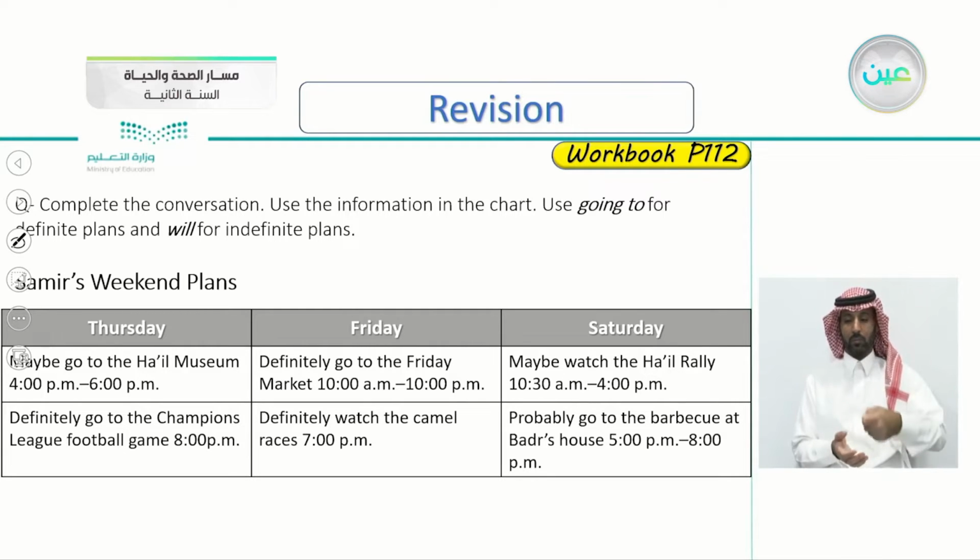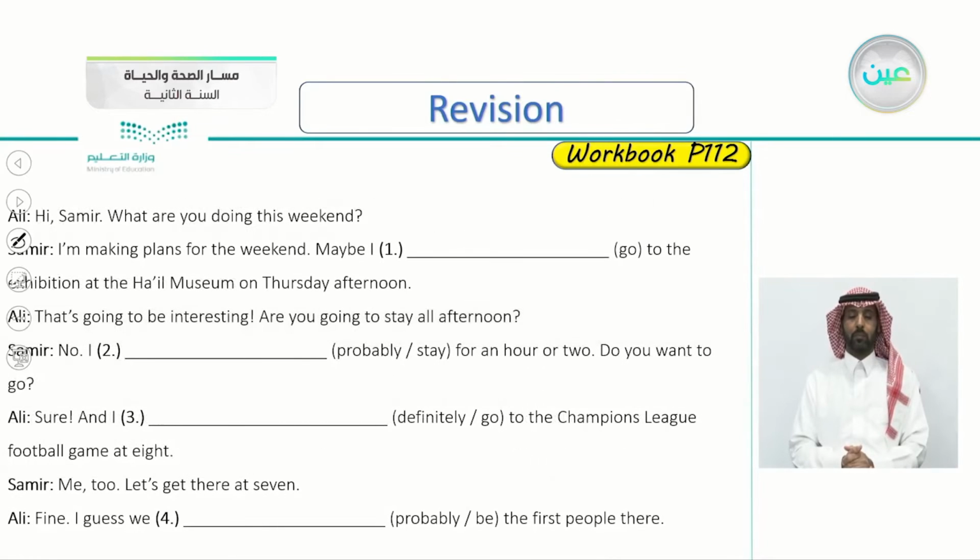So this is his plans, his probablys, his maybes, his definitelys, the things that he's planning to do on the weekend. So let's continue here the conversation between Ali and Samir and fill the gaps with the information from the chart. Ali says, hi Samir, what are you doing this weekend? Samir says, I'm making plans for the weekend. Maybe I go to the exhibition at the Hyle Museum on Thursday afternoon. So, yes, very good. I will go to the exhibition at the Hyle's Museum on Thursday afternoon.